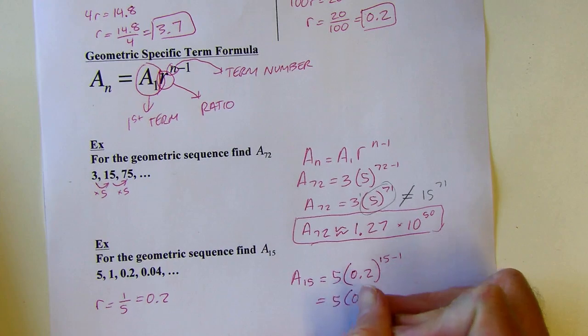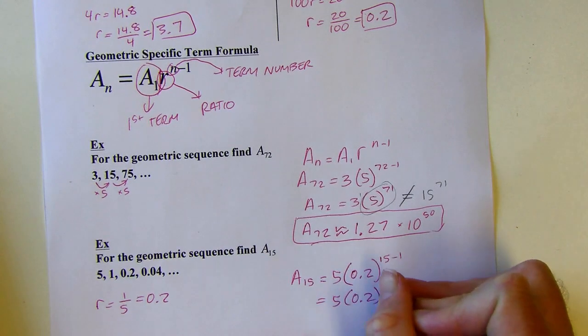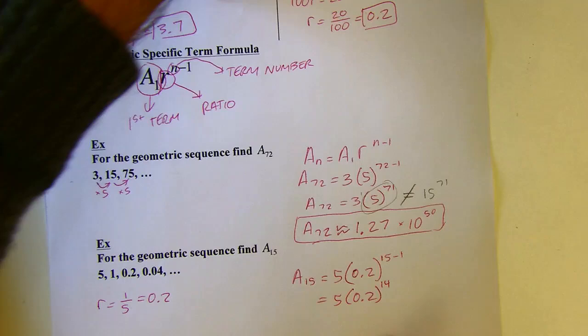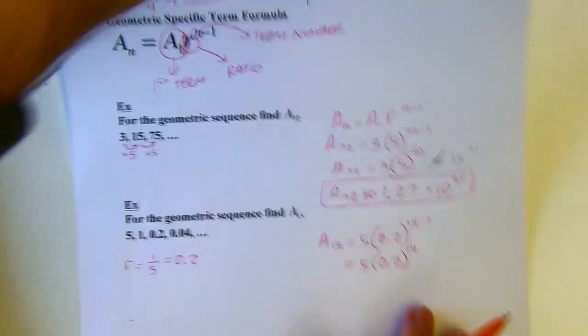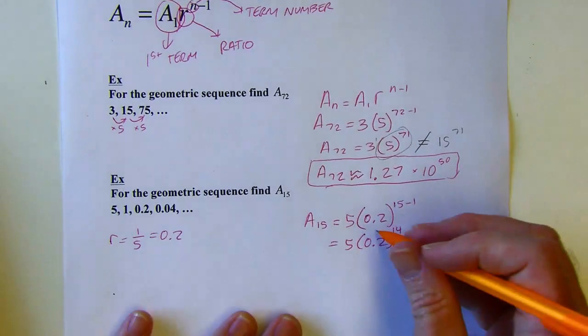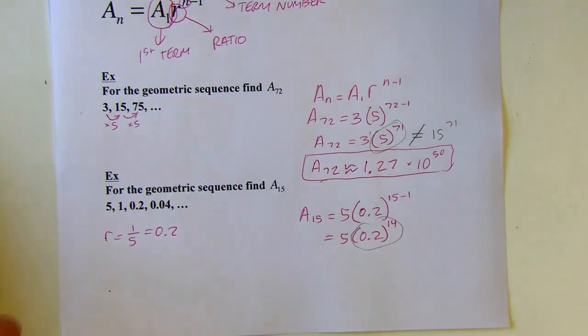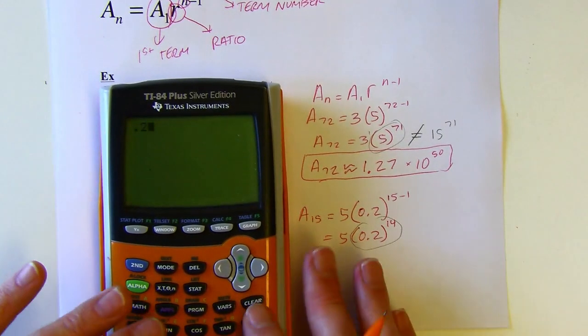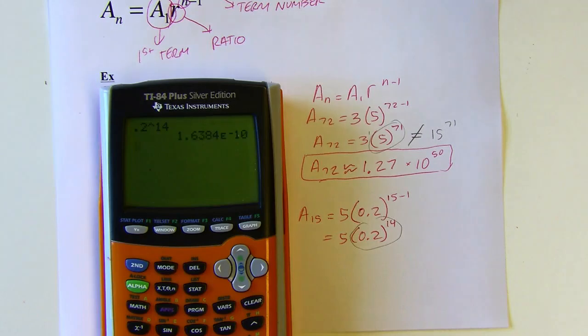Okay, so first I want to rewrite that as 0.2 to the 14th. Next, make sure you don't multiply that together. That'll just be 1 to the 14th, which is 1. And that's definitely not going to be the 15th term in this sequence, right? So simplify this first. 0.2 to the 14th. Okay, and then I will multiply that by 5.